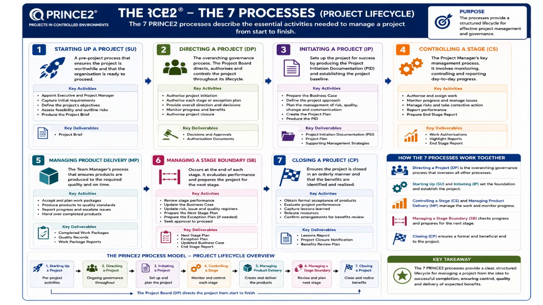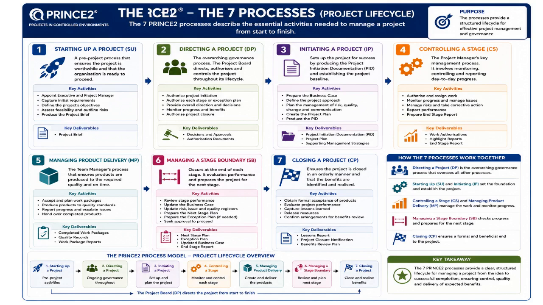The final process is closing a project, or CP. This process ensures that the project is formally and orderly closed. Activities include obtaining formal acceptance of products, evaluating project performance, capturing lessons learned, releasing project resources, and confirming arrangements for post-project benefits reviews. Closure ensures accountability, organizational learning, and confirmation that the project has delivered its intended outcomes.